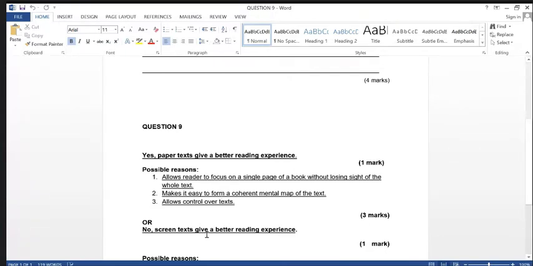That's 1. Number 2, you do not have to give the reason in complete sentences. As you can see what I have written, allow control over text, allow reader to focus, makes it easy to focus, tak membawa maksud. To focus apa? Sorry, on a single page of a book, alright, without losing a side. Sebab tu dia give better reading experience. Why it give a better reading experience? Because it allows control over text.